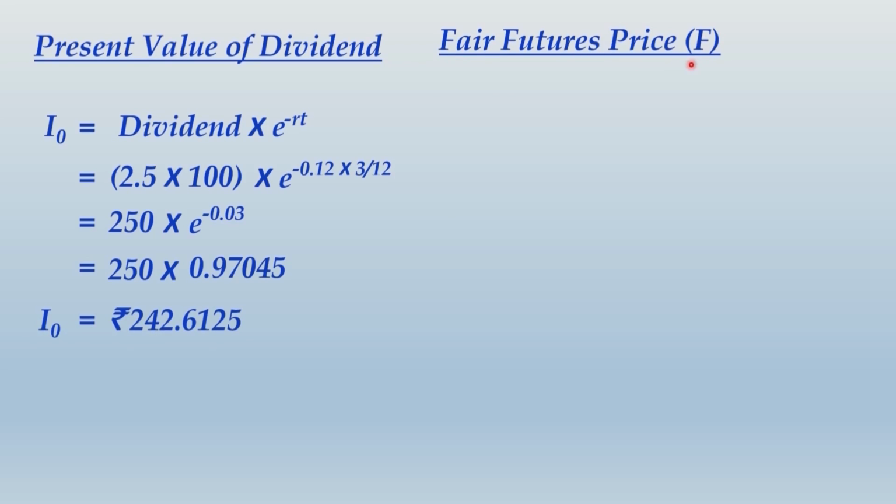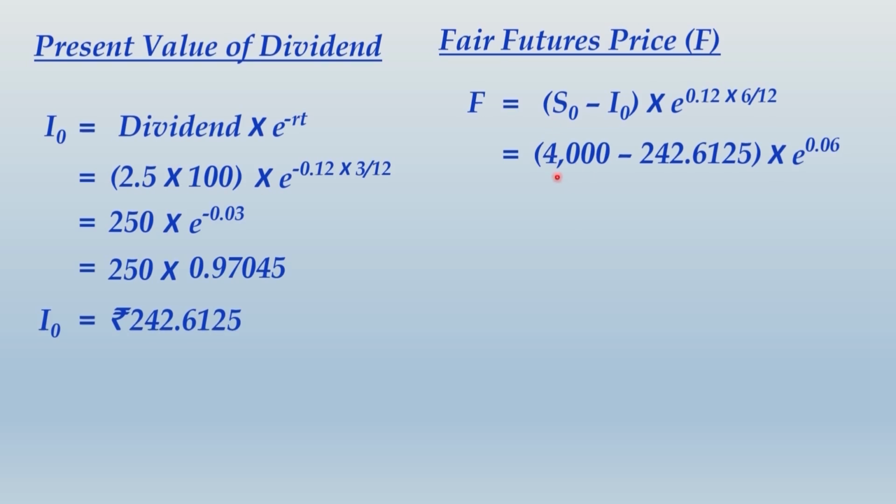So when you get the dividend amount converted to its present value, that is, I0 has been determined, you are ready to arrive at the fair futures price using the equation S0 minus I0 into e raised to RT. The time factor considered in this equation will obviously be the remaining time for maturity of the futures contract, that is 6 months in the given case. So 4,000. Now why have we taken 4,000? Per share price was 40, but the lot size of the futures contract is 100 shares, and more importantly the actual futures price is not given for an individual share, it is given for the entire lot size of 100 shares.